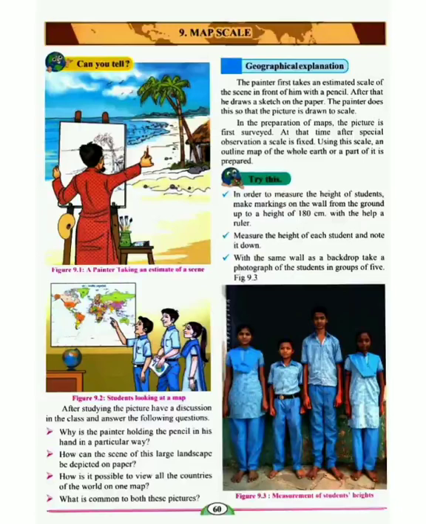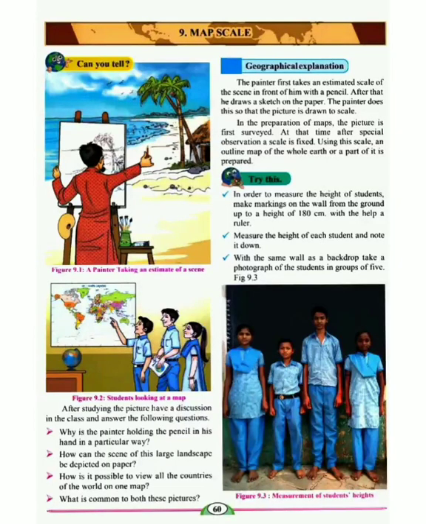Hello everyone. So our topic for today is chapter number 9, map scale. Now, if you can see figure 9.1, you are seeing that a painter is taking an estimate of a scene, right? He has a pen or a brush in his hand and he's just measuring, right? And in figure 9.2, you can see that students are looking at a map, right? After studying this picture, have a discussion in the class and answer the following questions.